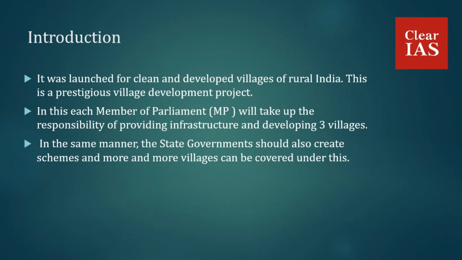developing three villages. In the same manner, the state governments should also create schemes, and more villages can be covered under this. The main objectives of Sansad Adarsh Gram Yojana: one is Gandhi's dream. The scheme is based on the concept of rural development by Mahatma Gandhi, which revolved around creating model villages for transforming Swaraj into Suraj, that is good governance, that is transforming self-rule into good governance.